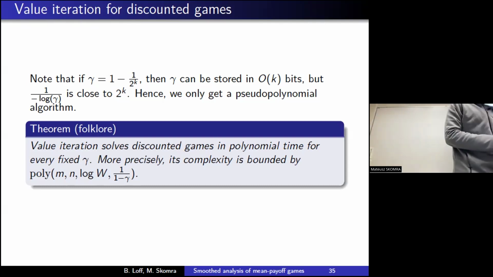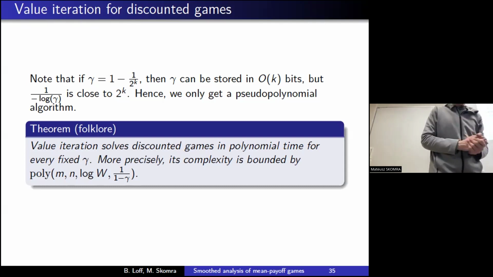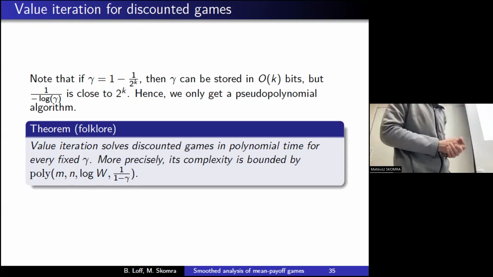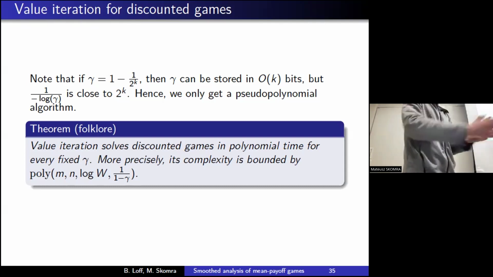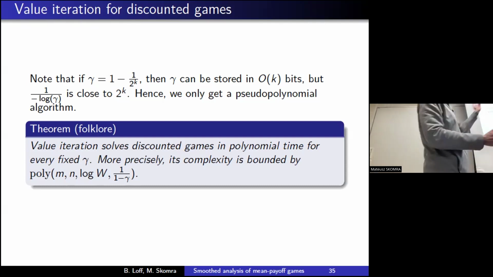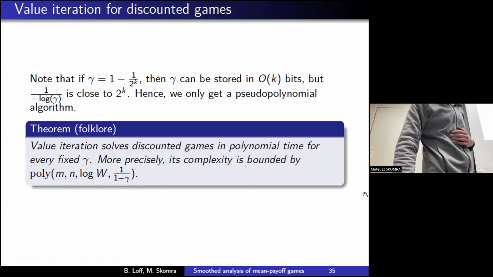So we have the first algorithm, right? It's pseudo polynomial in the discount rate. It's the trivial algorithm suggested by the proof of the theorem, but unfortunately not polynomial. Okay, good. So this is value iteration in the discounted case.